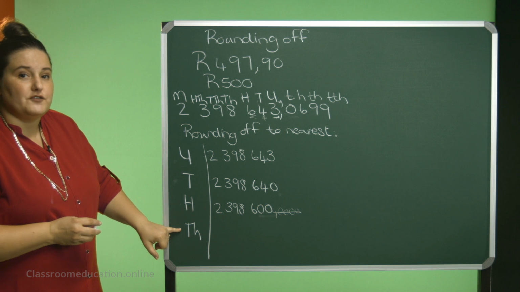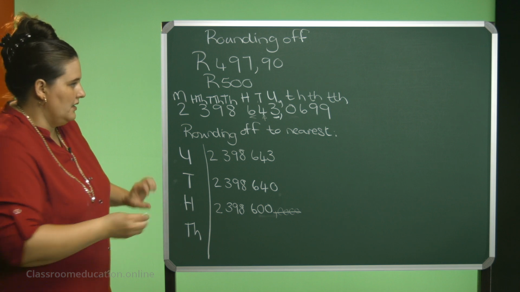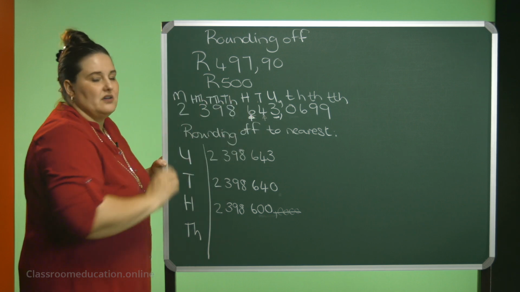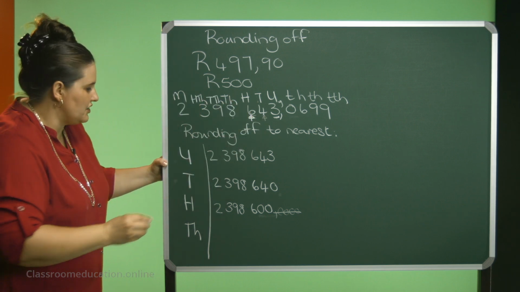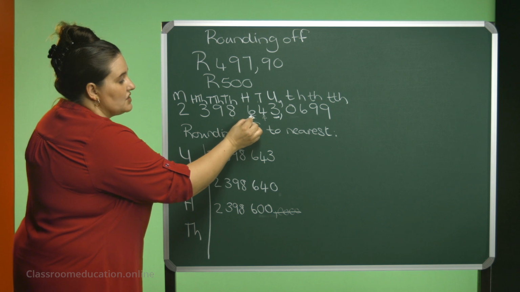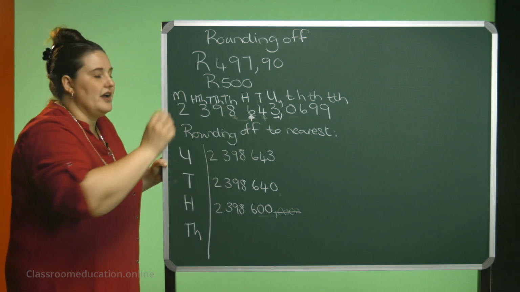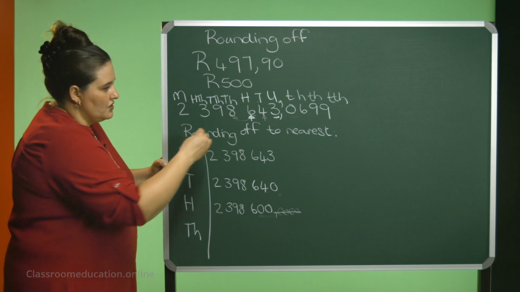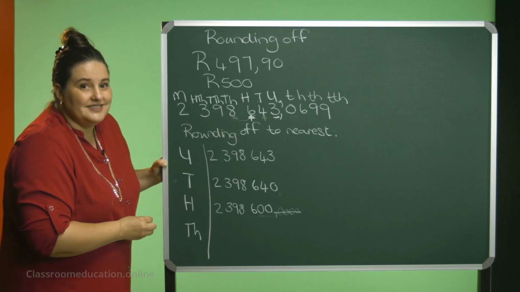Let's round this off to the nearest 1,000. The 1,000 is 8. I have a value 6 on the right-hand side of the rounding position. So the 6 will make the rounding position increase by 1. So that needs to be a 9.